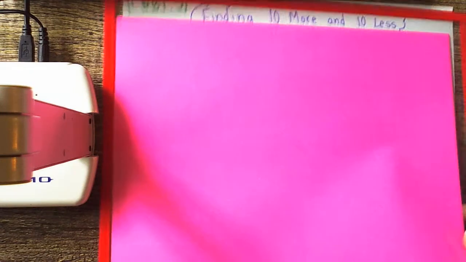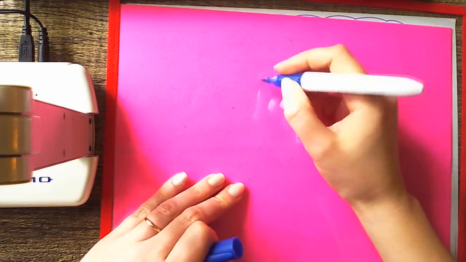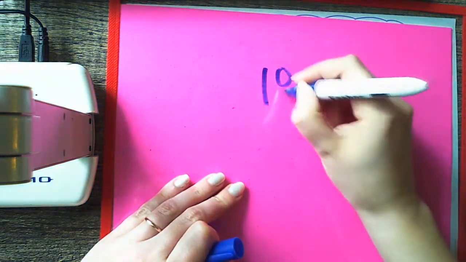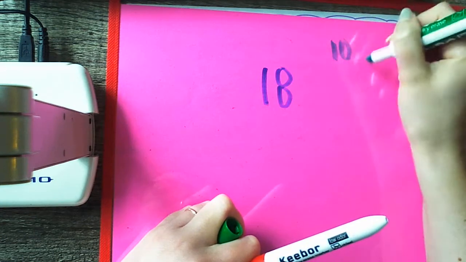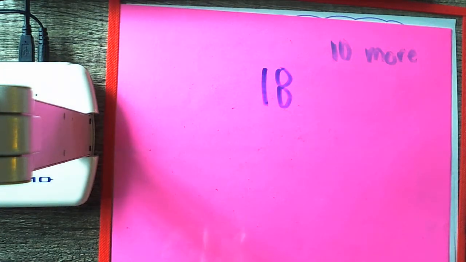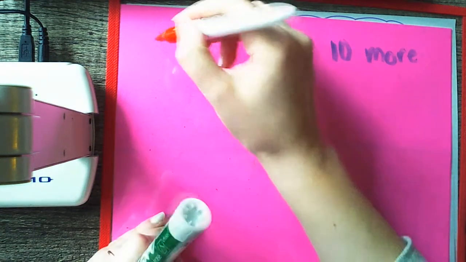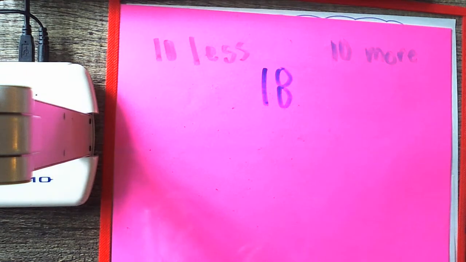Okay, so let's say that the number we're starting with is 18. And I want to know what's 10 more than 18. More is going to be greater, it's going to be bigger. I also want to know what's 10 less than 18. It's going to be less, we're subtracting, it's smaller.